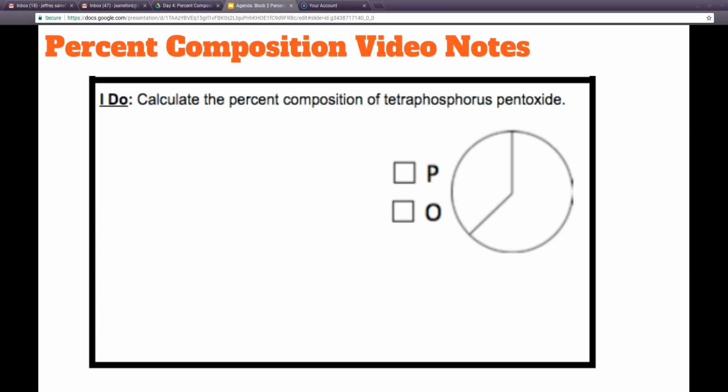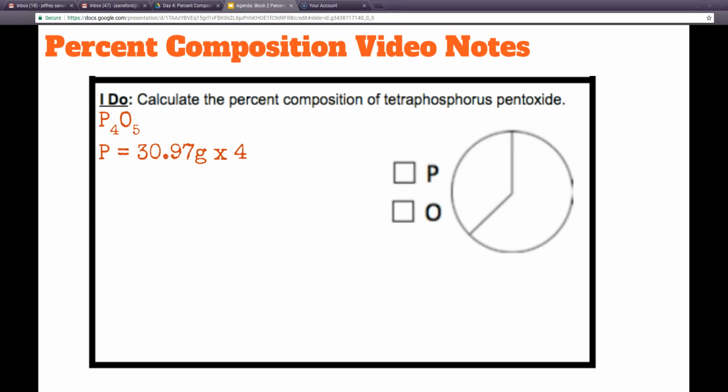All right, so let's do an I-do together. We're going to calculate the percent composition of tetraphosphorus pentoxide. So we should know tetraphosphorus would be P4 and pentoxide should be O5. So our formula is P4O5.